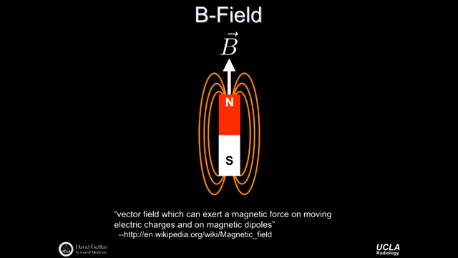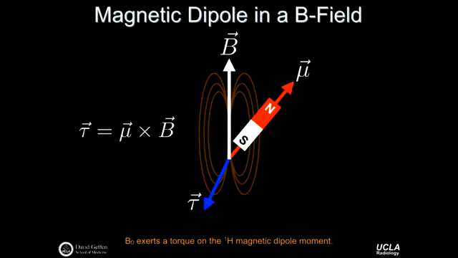We should also remember something about a B field, because this is going to come up in just a second too. We can think of the B field as a vector quantity. It has a magnitude, it has a direction, and it can exert a magnetic force on moving electric charges and on magnetic dipoles. So we're going to talk about the interaction of a magnetic dipole, which is the hydrogen nucleus, and the external B0 field, and show how that gives rise to so-called precessional behavior.